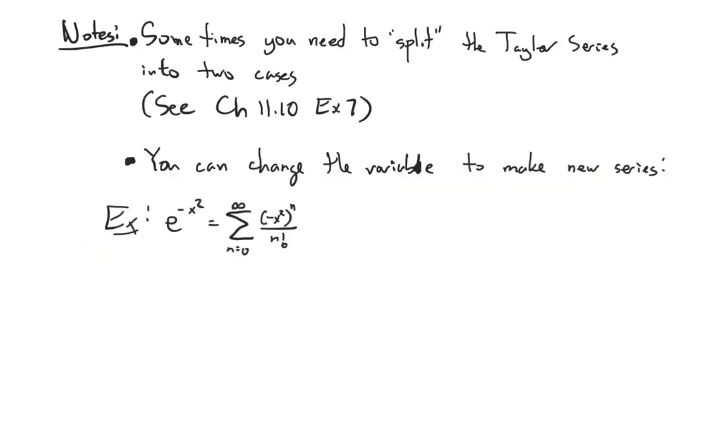So, a few final notes here. There's one example, and you can look this up in your textbook. It is example 7 in chapter 11.10, where, especially when you're dealing with sine and cosine not centered at 0, you'll find that the derivatives kind of split up into 2 different cases of values. So you'll have to split up your Taylor series into 2 distinct parts. Have a look at that example to see what I mean there.